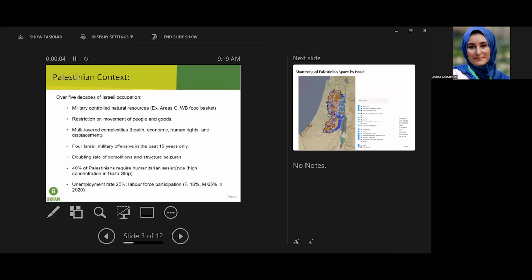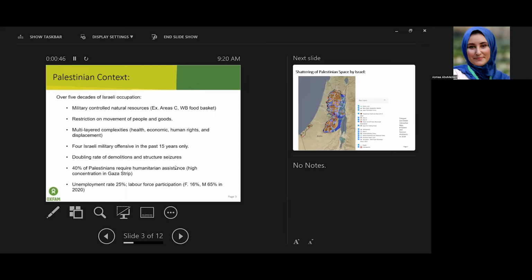Looking at the Palestinian context, as you can see, the Palestinian community has been under Israeli occupation for over 5 decades. The manifestation of that occupation has affected every aspect of Palestinian life. We can see that in terms of military control over natural resources. This is very acute in the case of the Gaza Strip, which has been under blockade for the past 15 years, but also in Area C in the West Bank, which is very fertile and responsible for over 60% of the food basket in the West Bank.